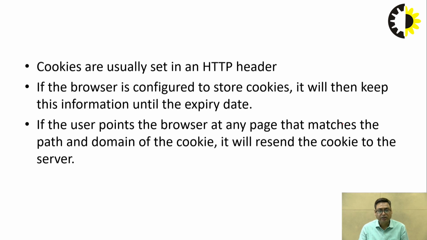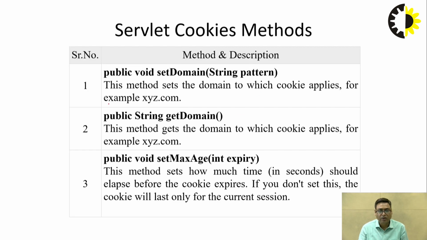Now, generally cookies are set in the HTTP header. If the browser is configured to store these cookies, it will keep this information until the expiry date. So when we store the cookies, we also set the age of the cookies. After the age of the cookies has passed, the cookie will be deleted from the client machine automatically. Now, before starting the program of the cookies, let me discuss some of the functions related to cookies.